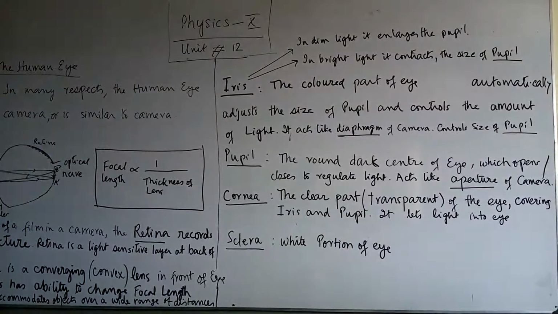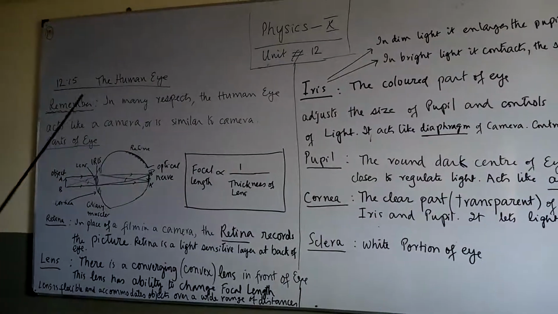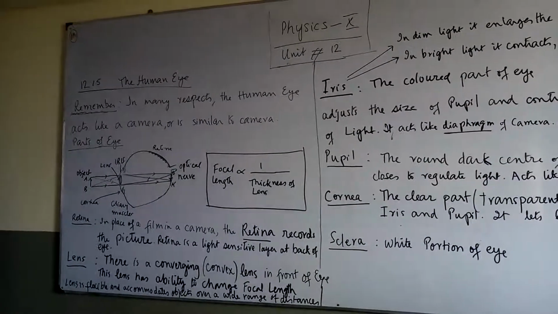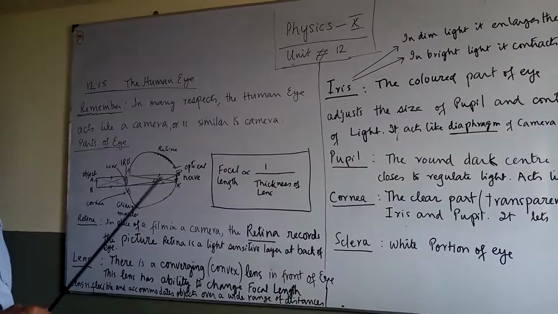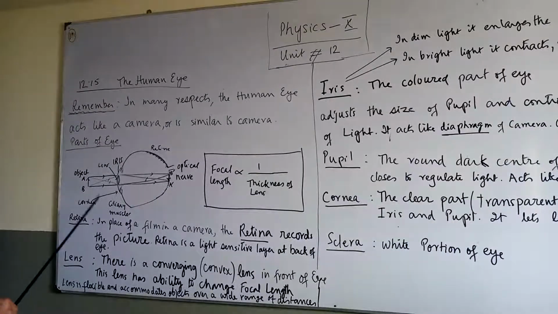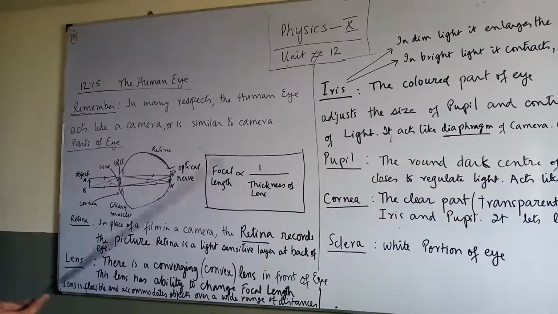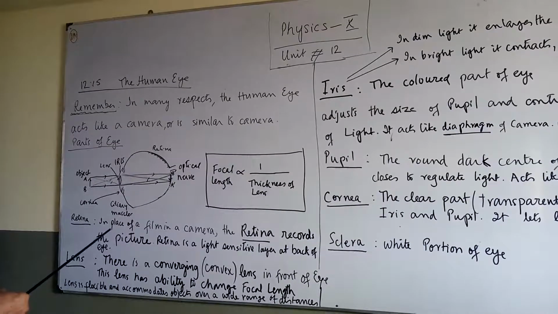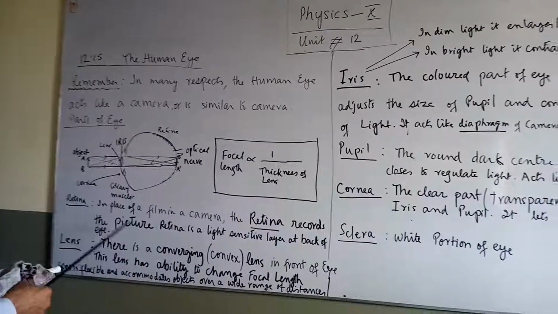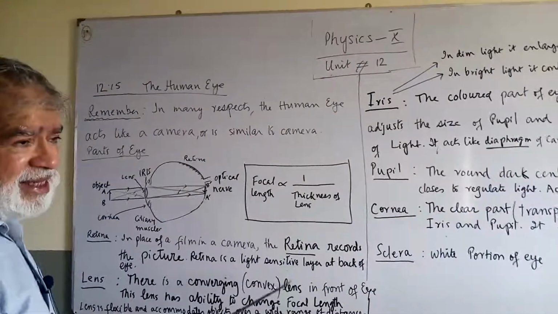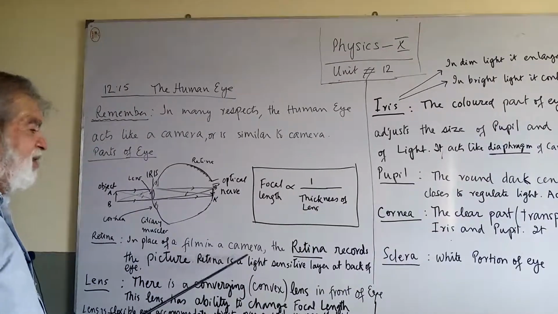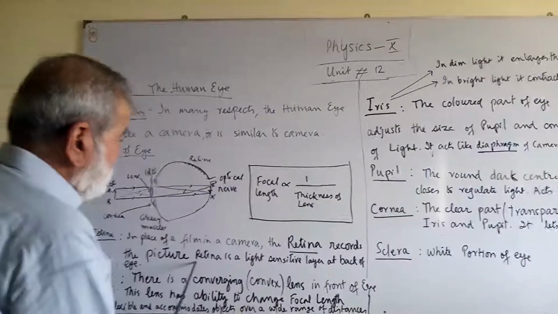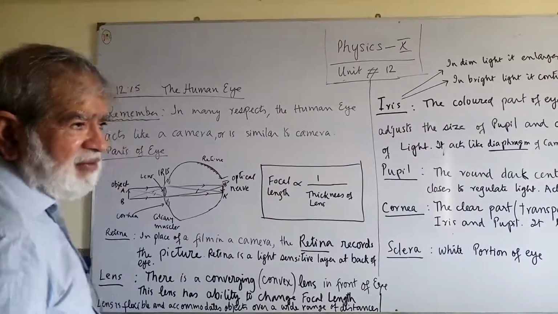So now I will recapitulate it again. Number one, the first thing to be remembered about the human eye is that it resembles the camera in many respects. And what are the parts? The retina resembles the film. And what is the retina? It is a light sensitive layer at the back of the eye. In place of a film in a camera, the retina records the picture.